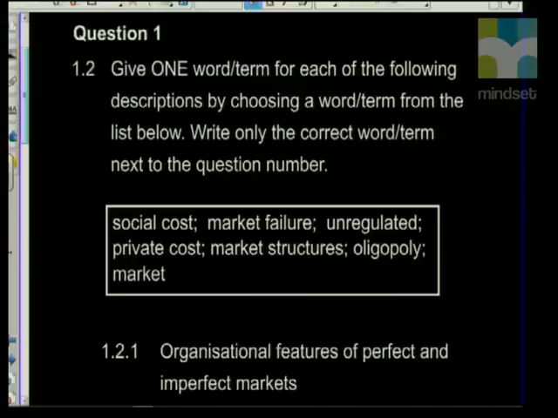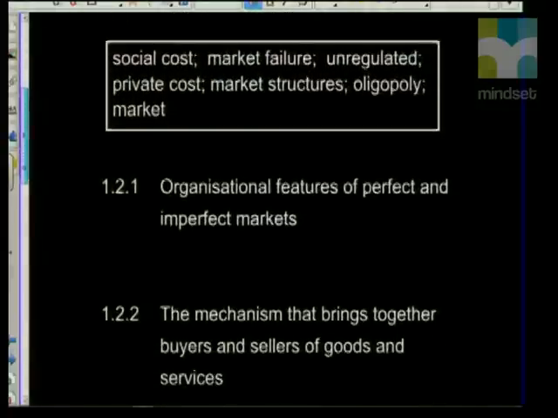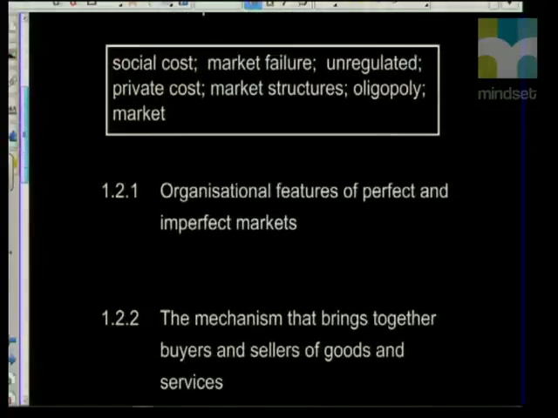Then we move on to question 1.2. Give one word or term for each of the following descriptions by choosing a word or a term from the list below. Write only the correct word or term next to the question number. Now in this example, I will just underline the correct answer. First look at the options that are available before you start answering the question. Social cost, market failure, unregulated, private cost, market structures, oligopoly, and market.